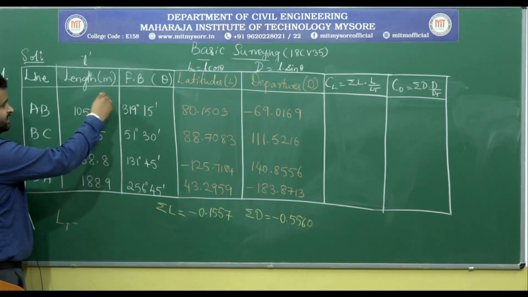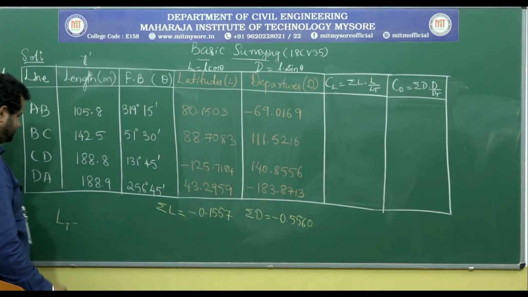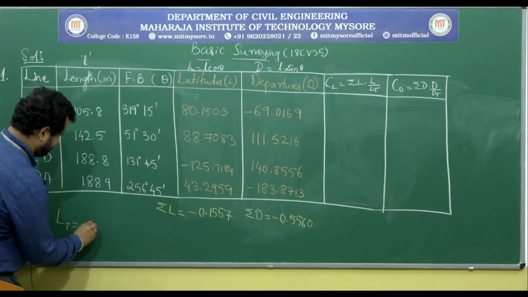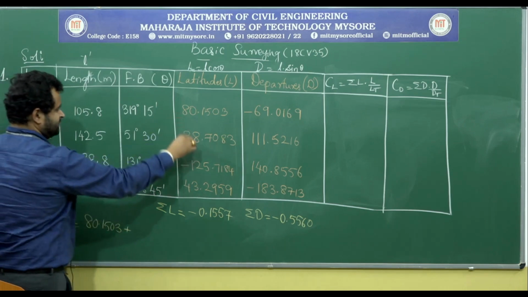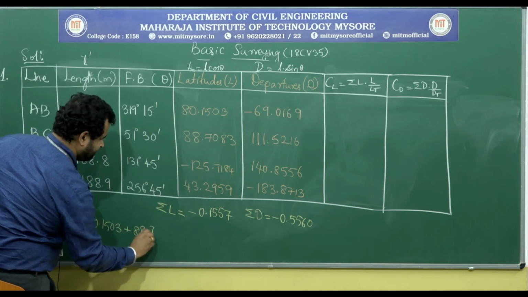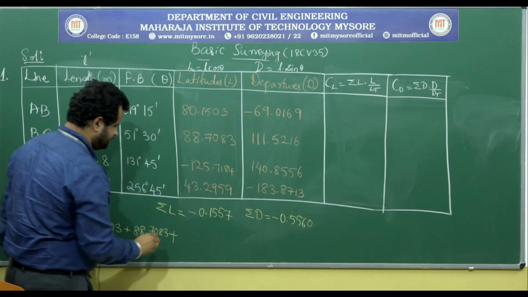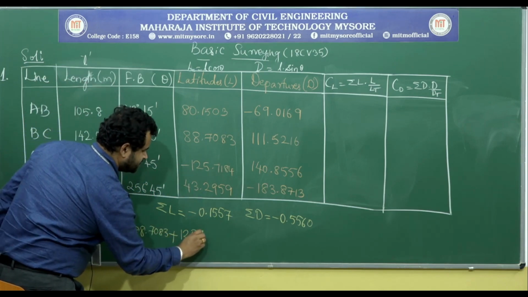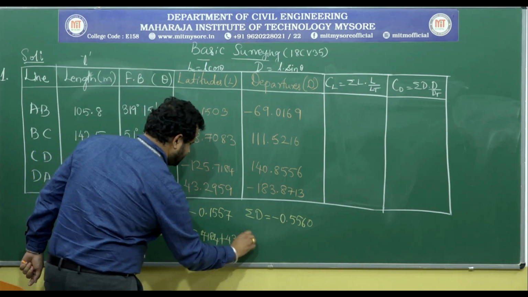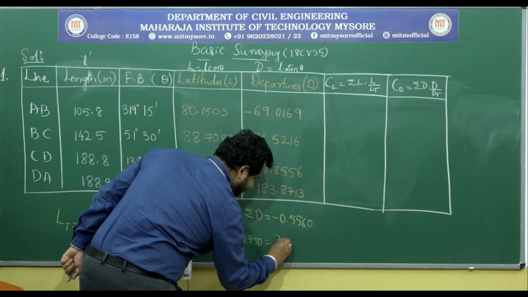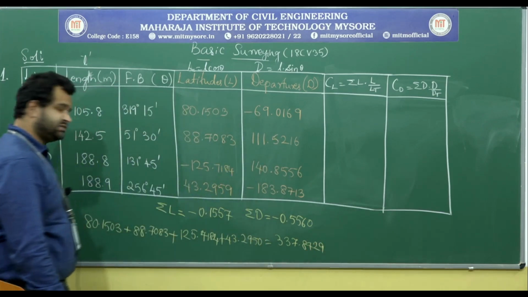LT, arithmetic sum of all the latitudes, DT, arithmetic sum of the departures, that is equal to this plus this, plus, you have to neglect this minus sign, 125.7184 plus 43.295 is equal to 337.8729. Okay, this is how we calculate LT.